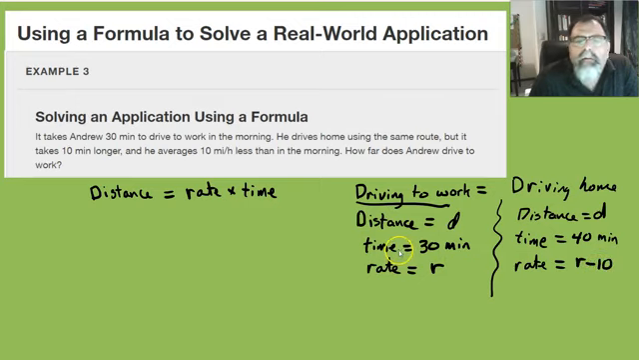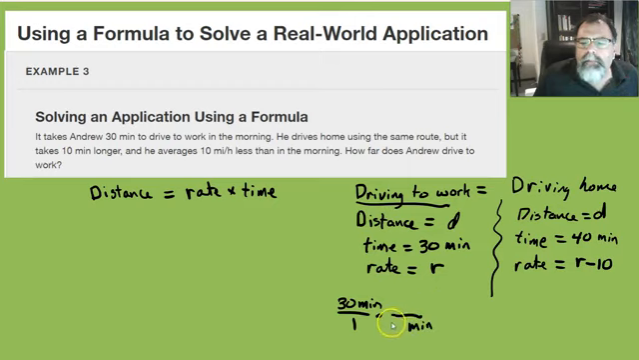So for distance to work, if we use this formula, distance is going to be the rate times time. And again, I want to write this in hours. So this is 30 minutes, and there are 60 minutes in an hour. See, the minutes cancel and we're left with hours. 30 divided by 60 is 1/2 hour.